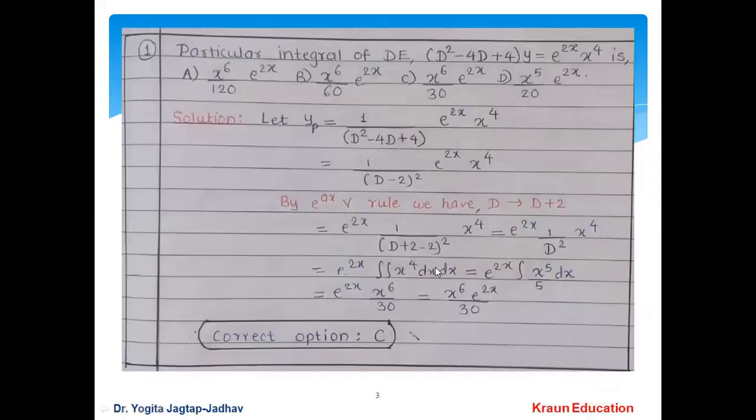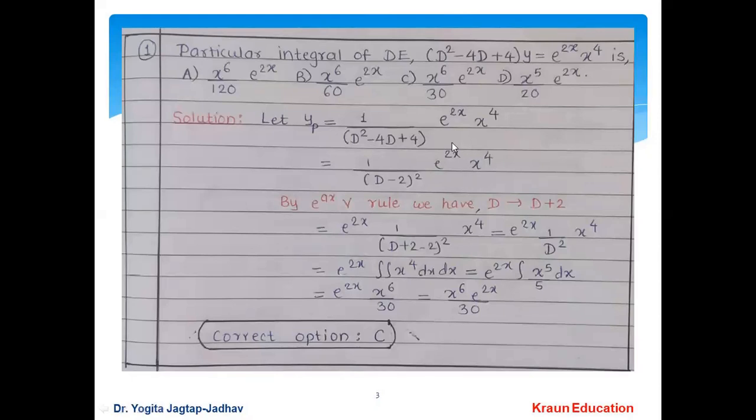Now look at the examples. In the first example, we have to find out the particular integral of the differential equation d square minus 4d plus 4 operating on y equal to e raised to 2x into x raised to 4. By definition of a particular integral, we can write it as yp equal to 1 upon d square minus 4d plus 4 operating on e raised to 2x into x raised to 4. The denominator represents the square of d minus 2. Therefore, we have yp equal to 1 upon d minus 2 whole square e raised to 2x into x raised to 4.